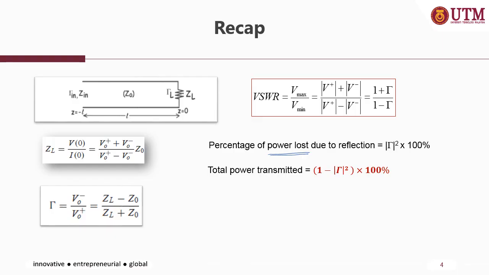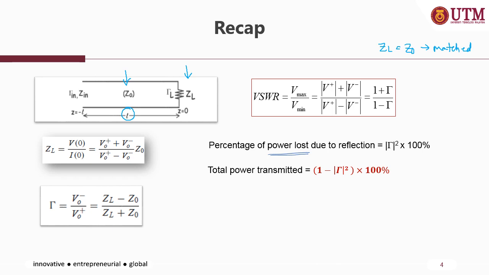Okay, before we continue, let's recap what we have discussed earlier. So we have seen a transmission line with characteristic impedance Z0 and a load of ZL, and the line's length equal to L. When Z0 equals ZL, we know that the line is completely matched. Okay, we can assume that there's no reflection.